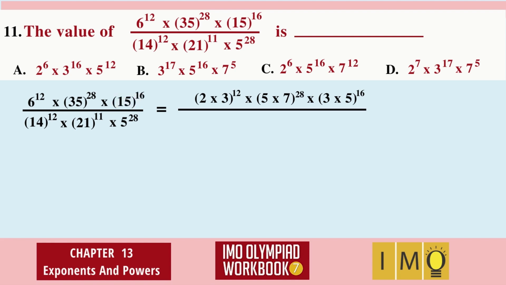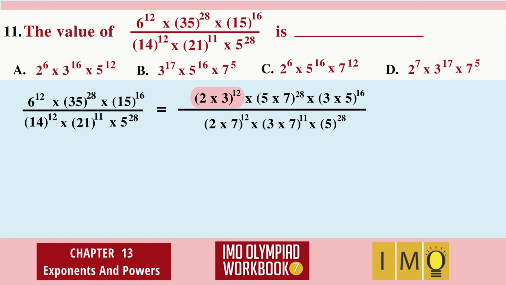In the denominator, 14 to the power of 12 becomes (2 into 7) whole raised to 12. 21 to the power of 11 will become (3 into 7) whole raised to 11. And let's keep the 5 to the power of 28 as it is. In the next step, let's expand the expression.